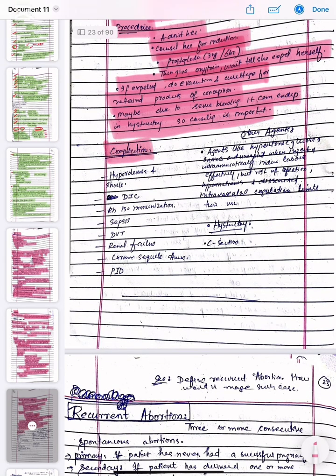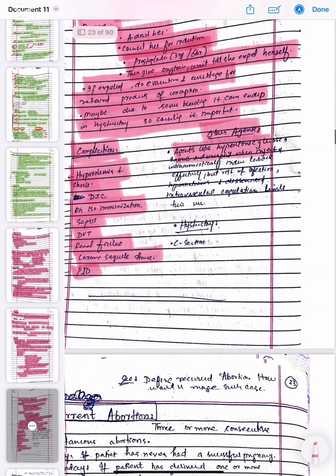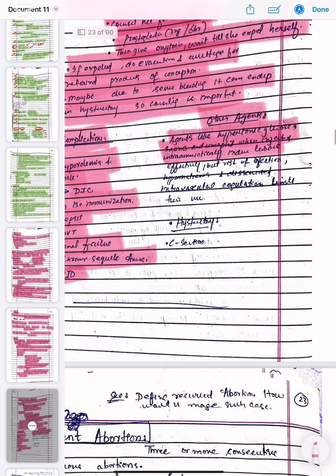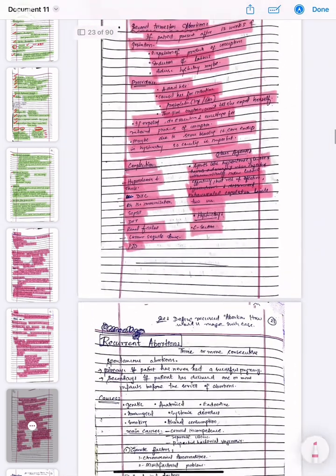The complications are hypovolemia and shock, DIC, Rh isoimmunization, sepsis, DVT, renal failure, chronic sequelae of anemia, and PID. Other agents like hypertonic glucose and saline, when injected intraamniotically, induce labor effectively, but risk of the infection, hypernatremia, and disseminated intravascular coagulation limits this use. Hysterectomy is done, that is C-section.